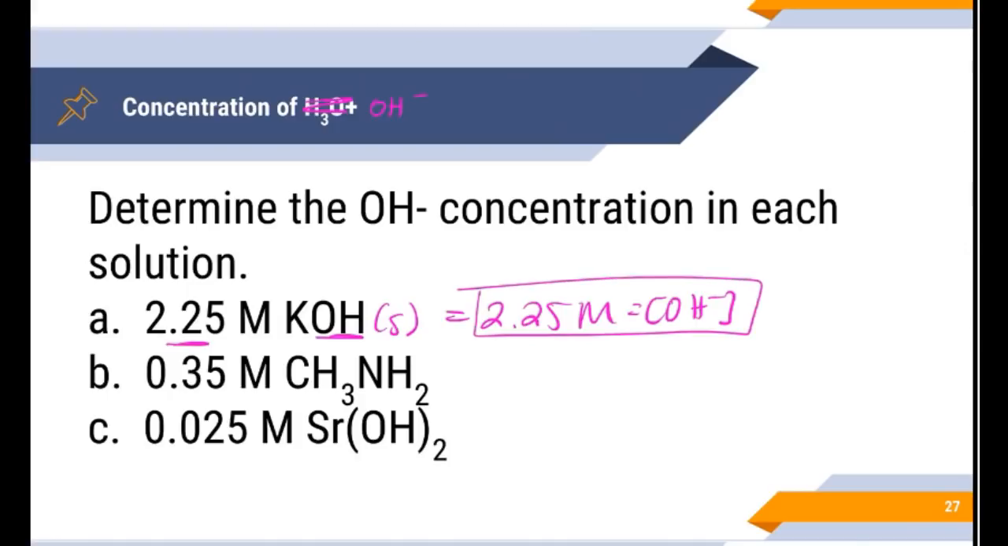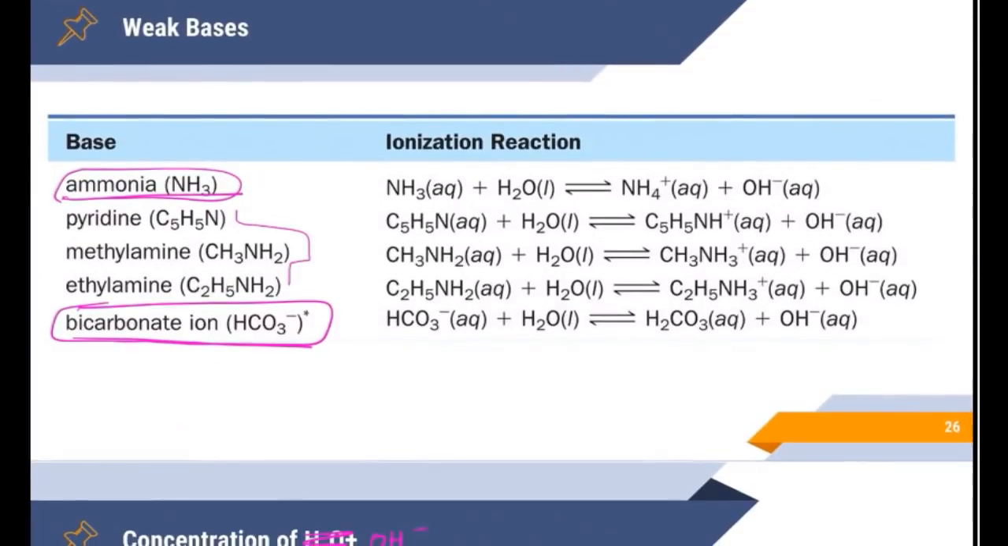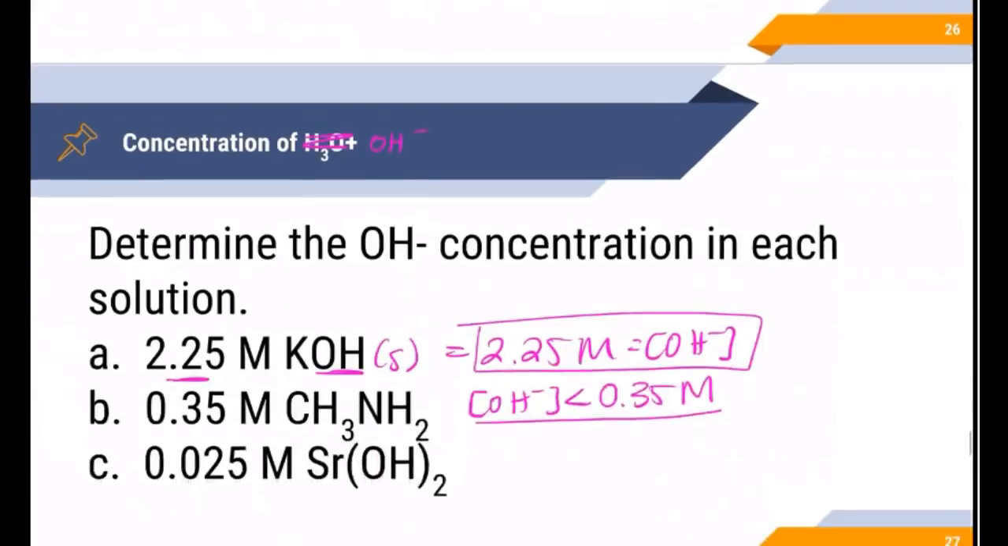This one is not one of my strong ones, so it must be weak. So I can say it's going to be less than. The OH concentration is going to be less than 0.35 molar here. I can look back at these reactions if I want to see the mole ratio, but every one of these just makes one hydroxide.